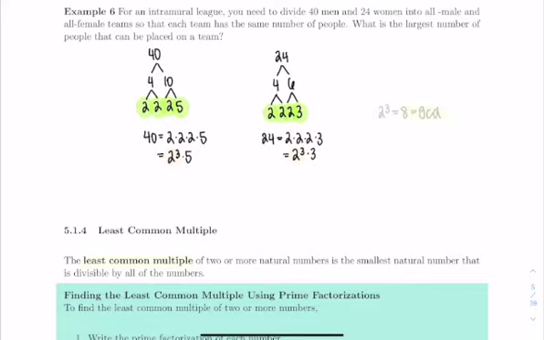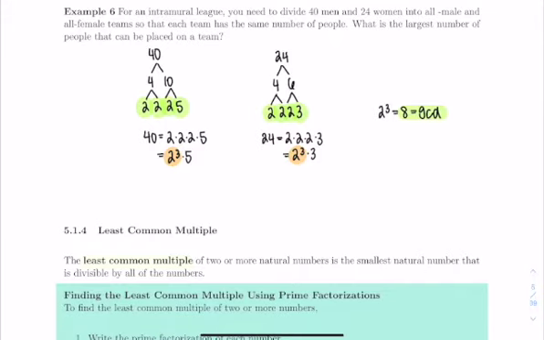And so what they have in common is they both have 2, and they're actually both raised to the same power. So 2 cubed, which is 8, and that's going to be your greatest common divisor. So that we can place 8 people on each team.